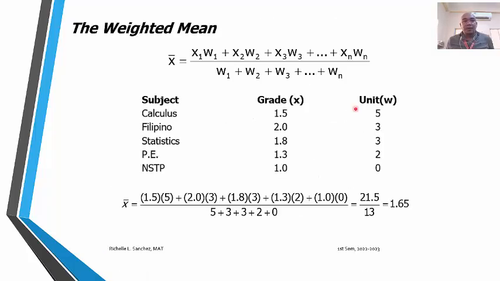Okay, so this time we are going to discuss the concept of weighted mean. So what is a weighted mean? Weighted mean is just like a mean.